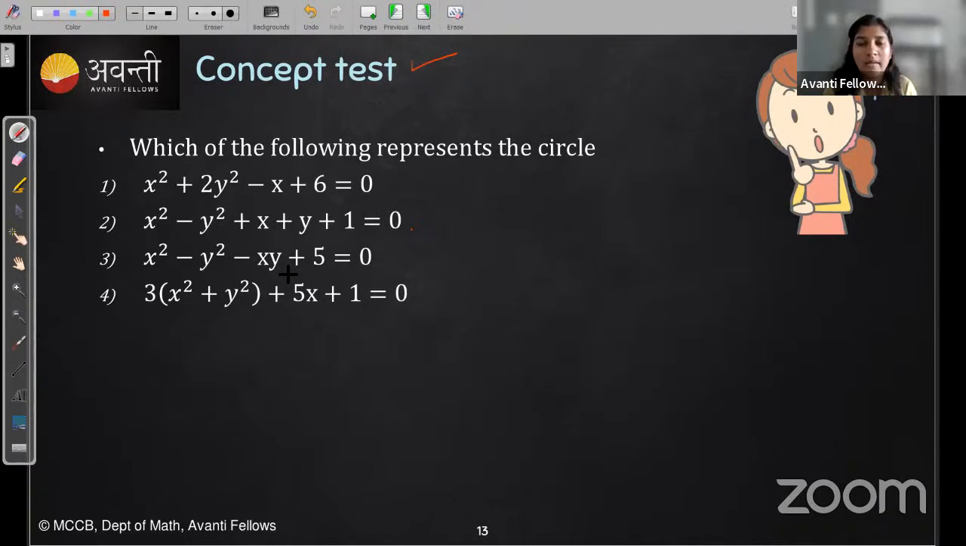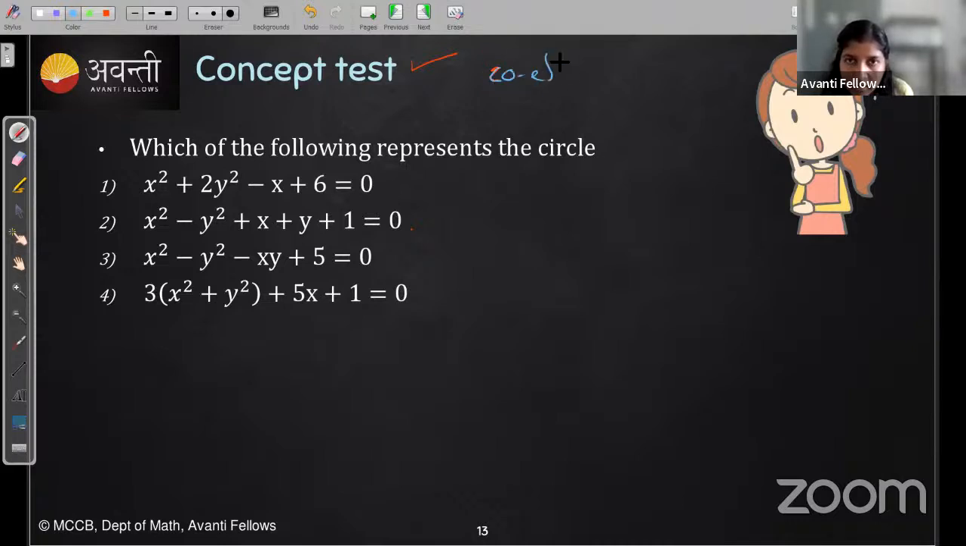You'll be getting time to answer it. What is the condition for a general second degree equation to be a circle? Okay, Jamiana, just check your answer once. Well done, you tried it. But check your answer once.